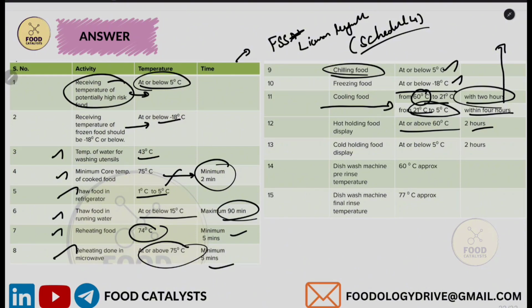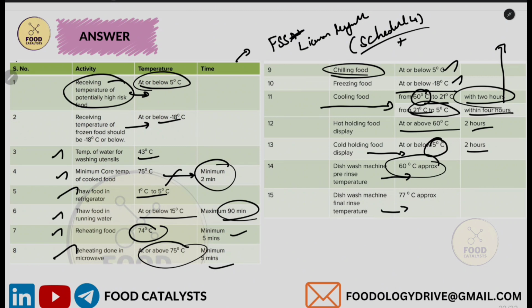Cold holding food display: if nothing else is done, you have to keep the food at 5 degrees Celsius or below for 2 hours. To wash in the dishwashing machine, 60 degrees Celsius is the approximate temperature, and the final rinse temperature is 77 degrees Celsius in the dishwash.